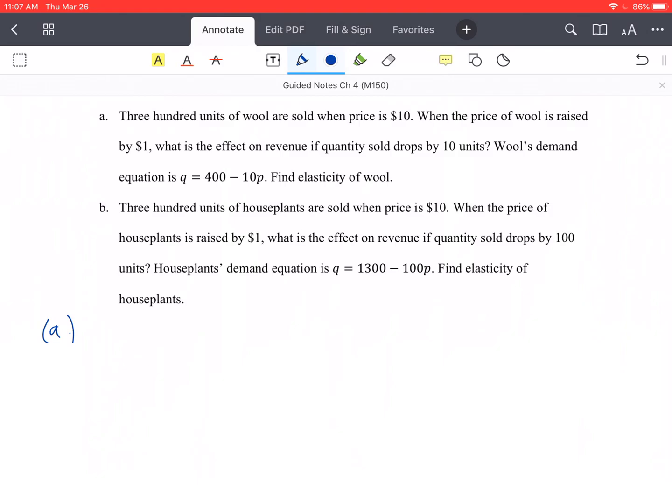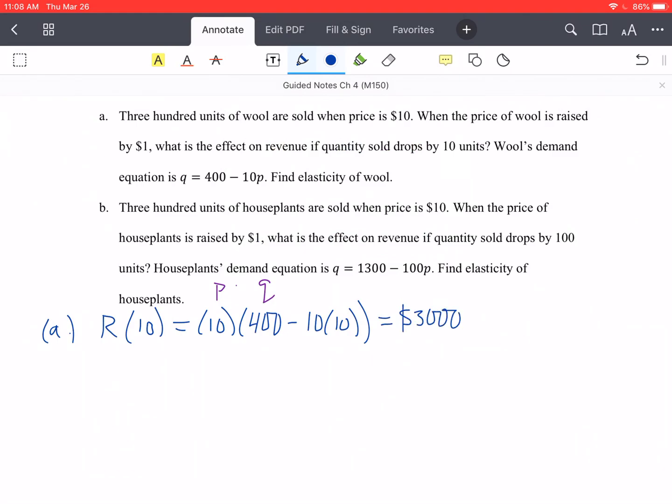Let's first look at the effect on revenue. So if we have revenue at a price of $10, that's price times quantity. So 10 times (400 minus 10 times 10). So again, this is price times quantity. So that's 10 times 300. So that's $3,000 in revenue if we sell at a price of $10.